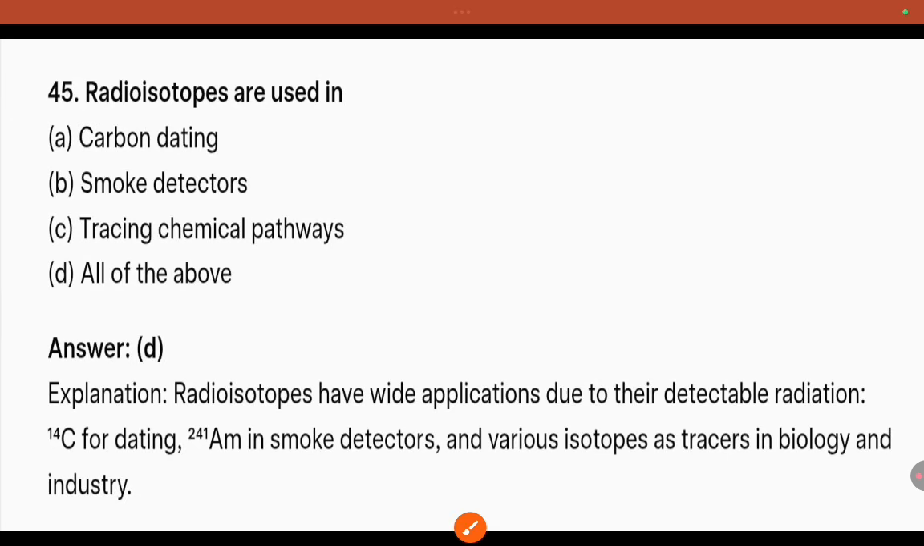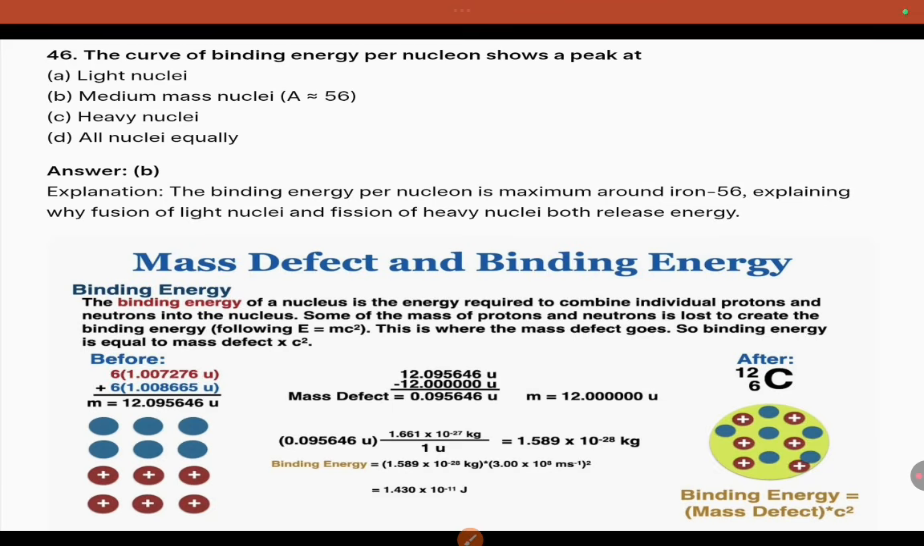Radioisotopes are used in carbon dating, smoke detectors, and tracing chemicals. Radioisotopes have wide application due to their detectable radiation. Carbon-14 is used for dating and americium-241 is used in smoke detectors.